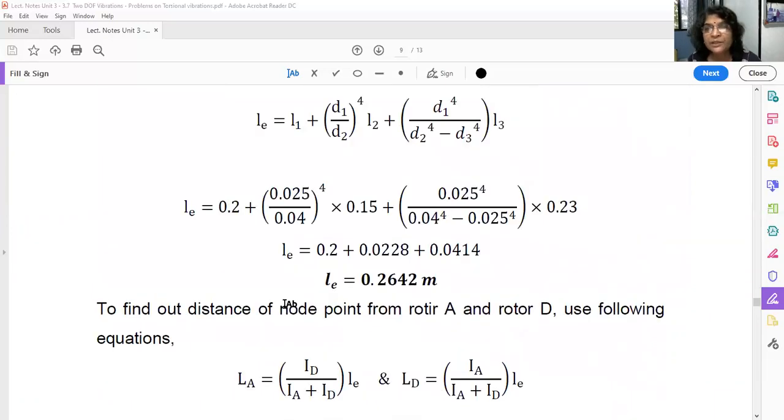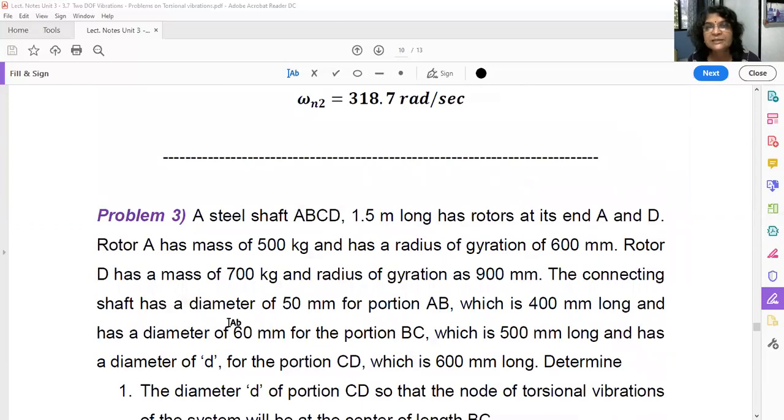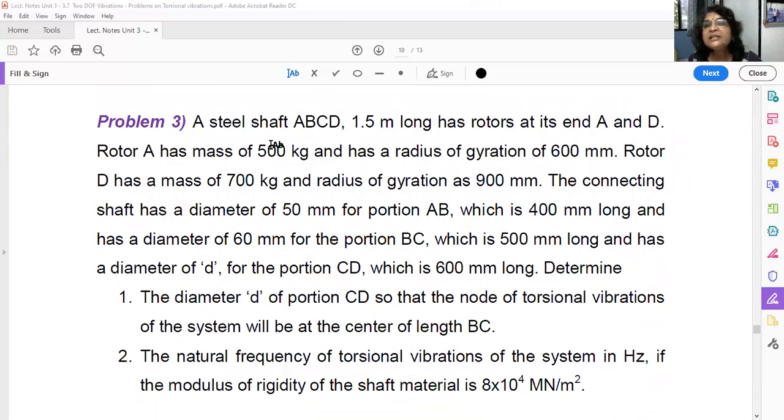Now let us go to the third problem, which is interesting. A steel shaft ABCD, 1.5 meter long, has rotors at its ends A and D. Rotor A has a mass of 500 kg and a radius of gyration of 600 mm. Rotor D has a mass of 700 kg and a radius of gyration of 900 mm. The connecting shaft has a diameter of 50 mm for the portion AB, which is 400 mm long.